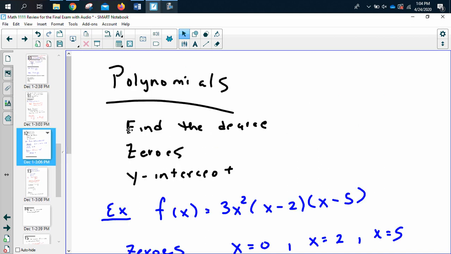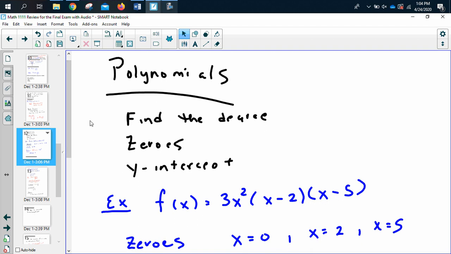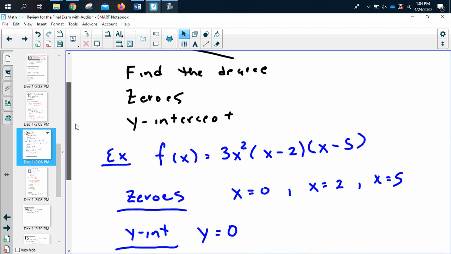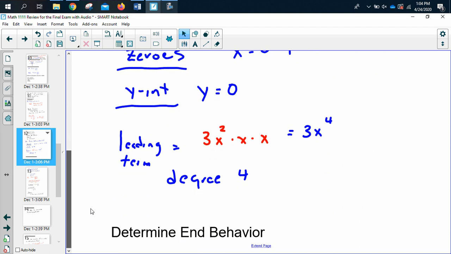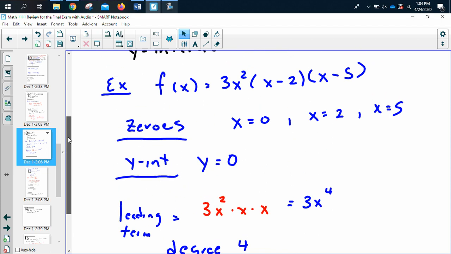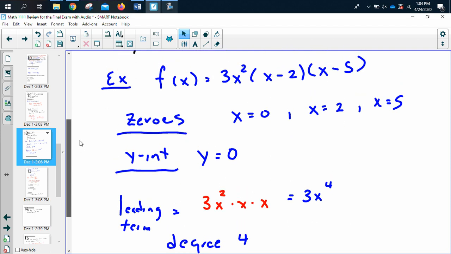Polynomials, find the degree, the zeros, the x and the y intercepts. X intercepts are just the zeros. Here's an example. And be able to determine the end behavior. So once you've got the leading coefficient and the degree, you can determine the end behavior. This is how, you know, to get the leading term, it would be this times the leading term here times the leading term here.